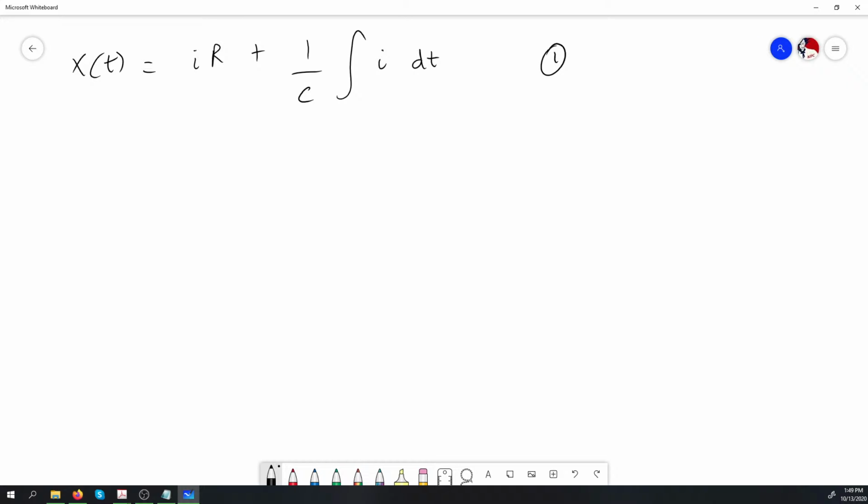We also know that if the entire current flowing through the circuit is I of t, and we only want the voltage across the resistance, which is our y of t, then y of t is just going to be I times R. Let's call this equation 2. We can manipulate this accordingly, and we get I equal to y of t divided by R. Let's call this equation 3.